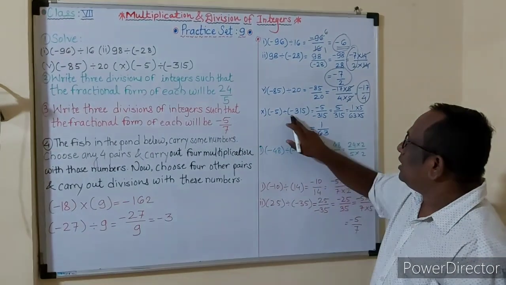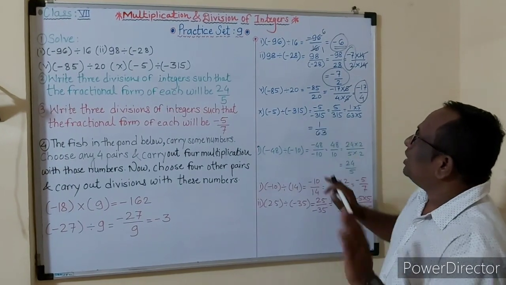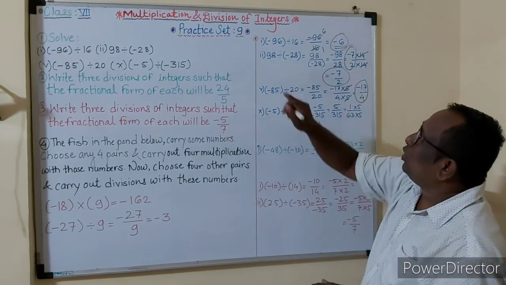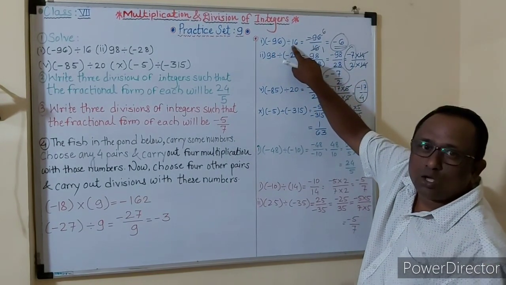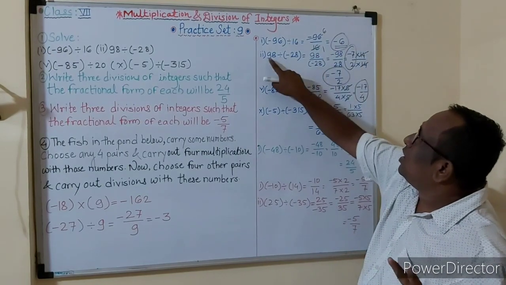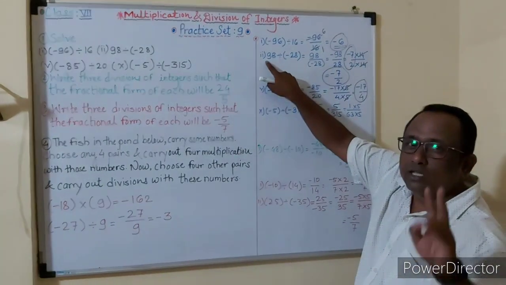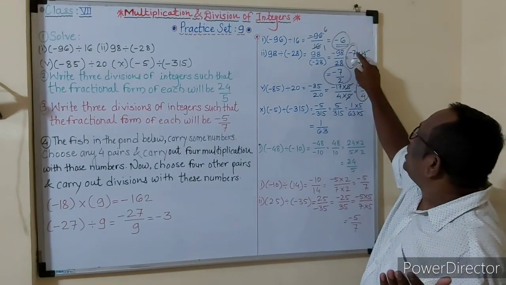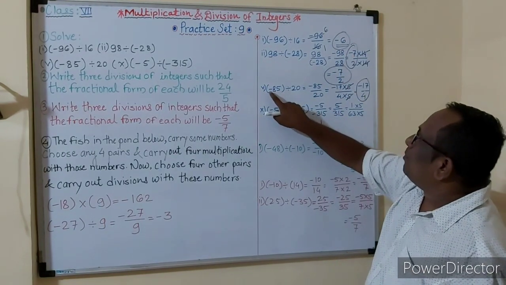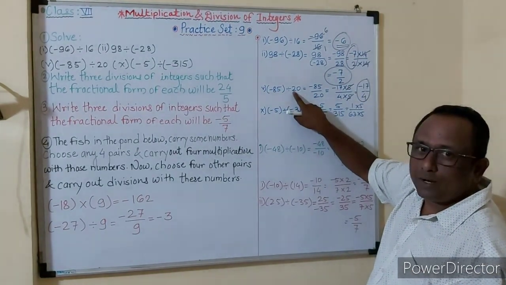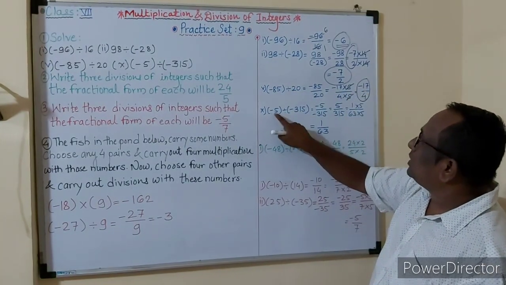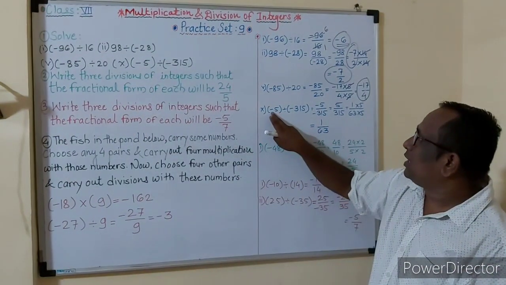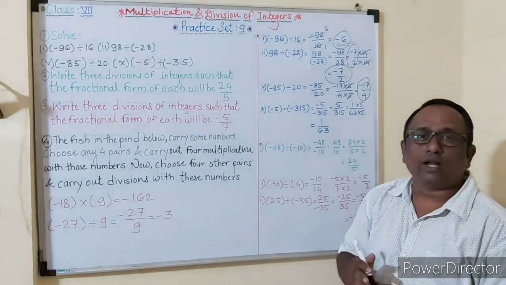Minus 5 divided by minus 315. See, simple students, we will again revise. Minus, and here plus sign. So minus and plus, the answer is always minus. Here before 90 nothing means there is a plus sign, positive sign. Positive divided by negative, answer always negative. Minus divided by plus, answer always minus. Minus divided by minus, same sign, plus. If plus and plus, then also our answer is plus.